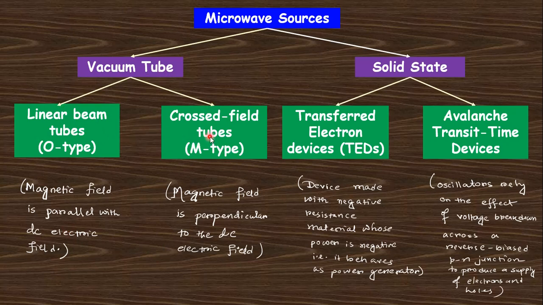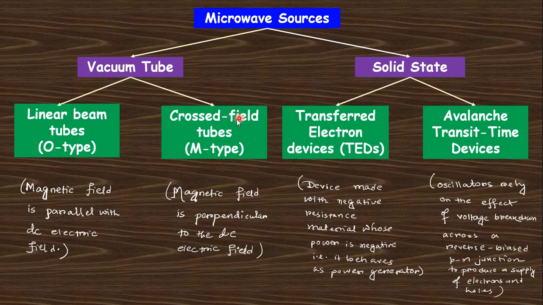We can classify it into two types, and the solid state is classified into two types, that is the transferred electron devices and the avalanche transit devices. Here the device is made with negative resistance, that is the power is negative, that means it is a power generator. Okay, this we already discussed. You can watch the previous lecture, link given in the description box, right. Avalanche transit device means oscillation by the effect of voltage breakdown, where the breakdown occurs. That is the mechanism of this.